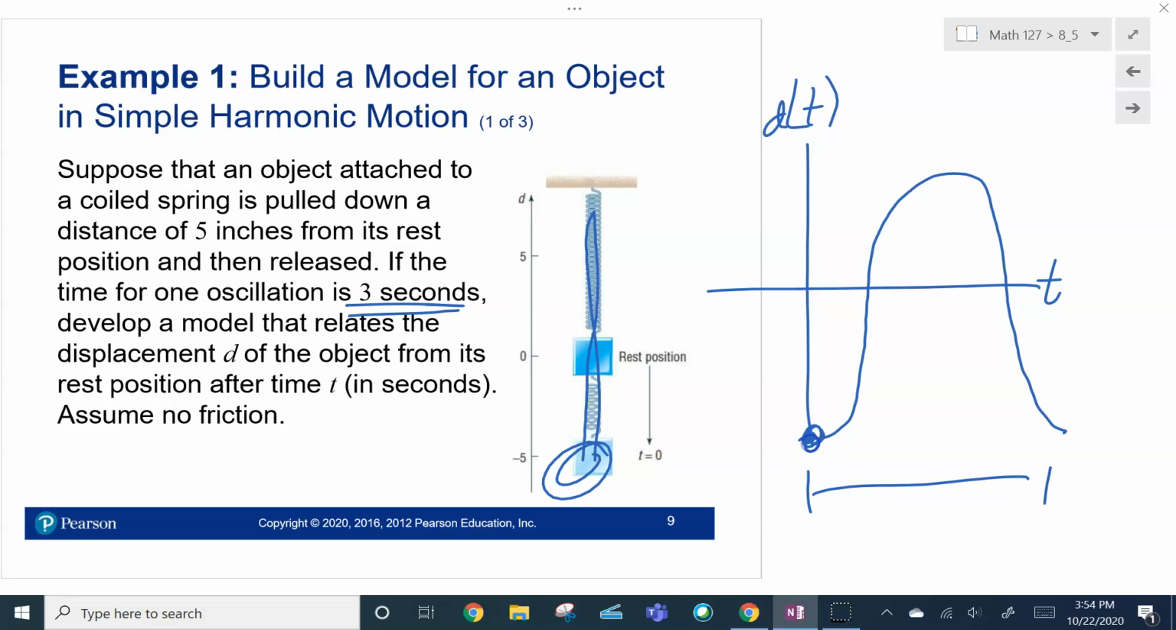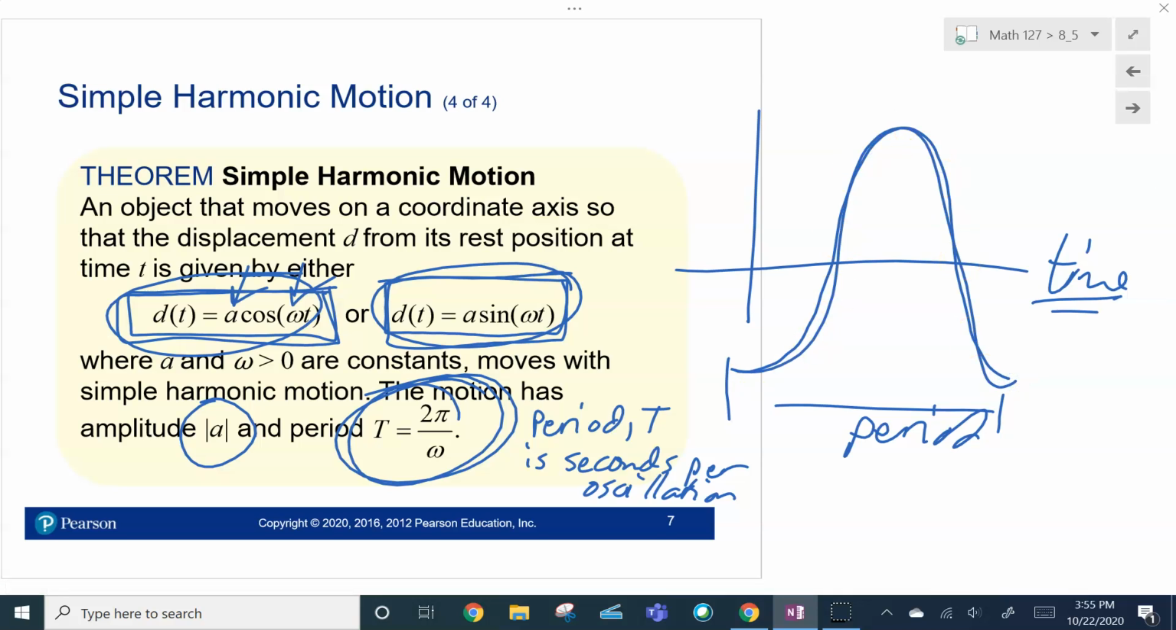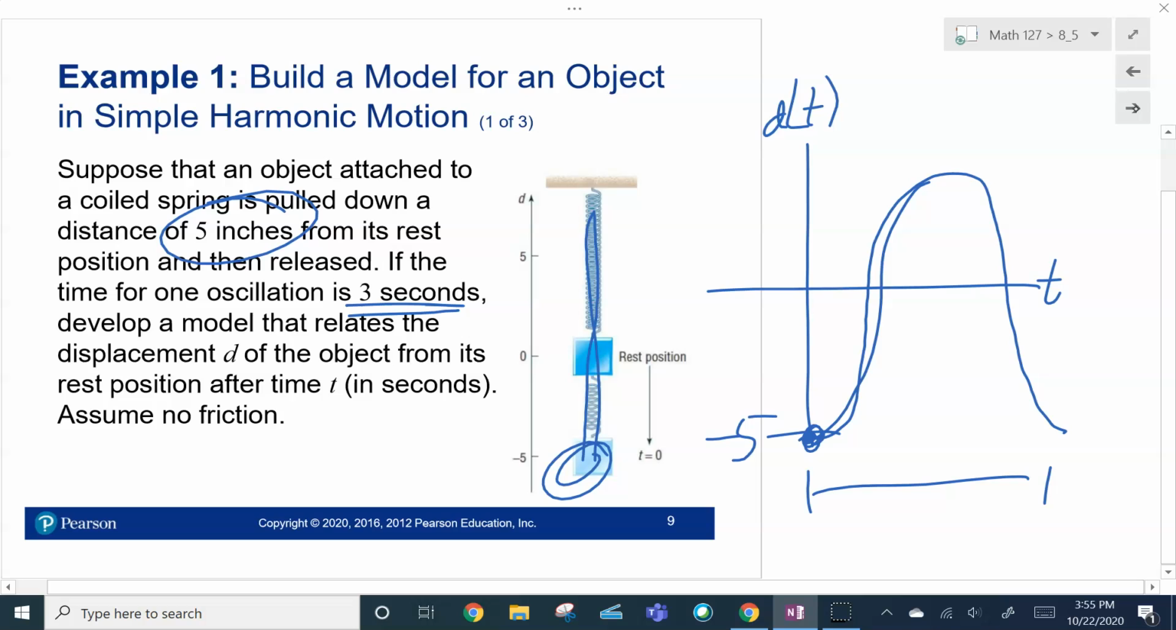Now, we're stretched out down here. We'll say this is at 5 inches from its resting position, so negative 5. I'm going to use the cosine function. So I'm going back here and asking, which one do I want to use, cosine or sine? Well, this is looking like a cosine graph. A sine situation would be like if you have an object at its resting position and then it's moving down. That'd be more like a sine situation. So I'm going to use a cosine. d of t equals A cosine omega t.